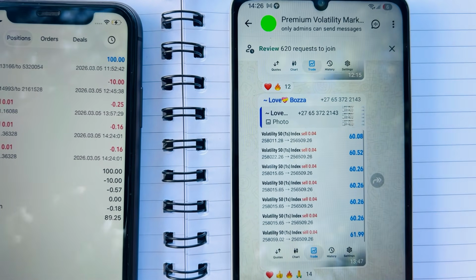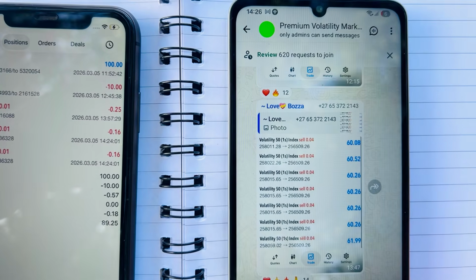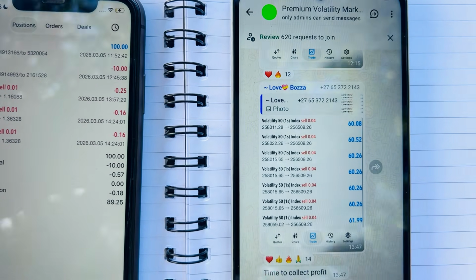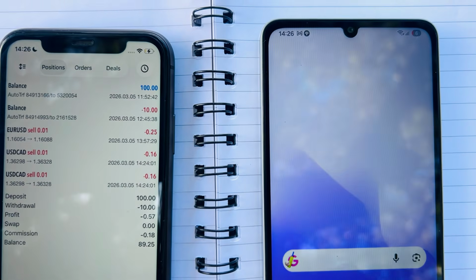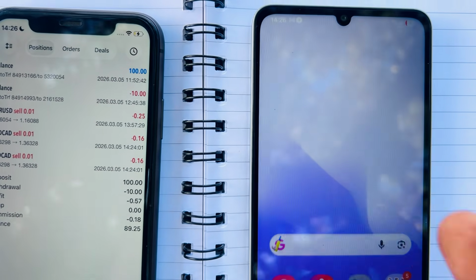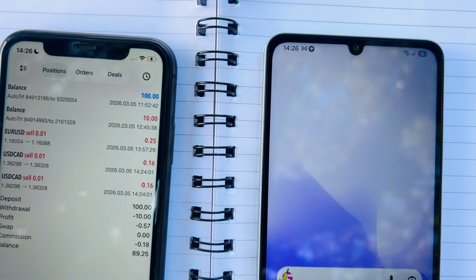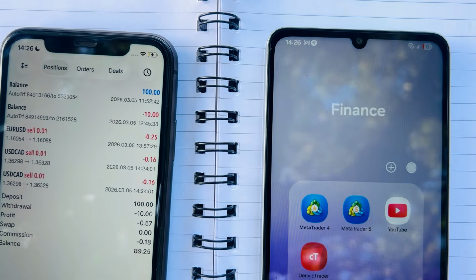This group's goal is to assist traders who have been struggling. Now, your first deposit, you might make losses. There are some things that we need to fix, some things that you need to work on, such as your emotions.